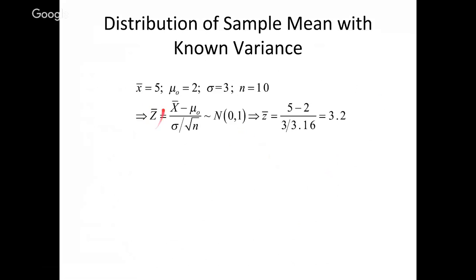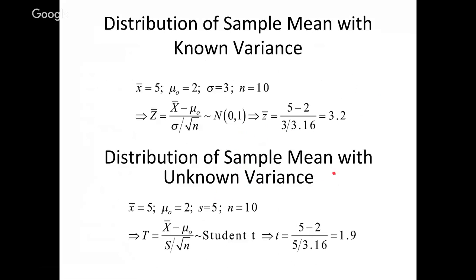In that case, we would be using the standard normal variate z bar, and we would substitute 5 for x bar, 2 for mu naught, 3 for sigma, and 10 for n. And so when we do that, we get that the actual realization for the standard normal variate in this case is 3.2.